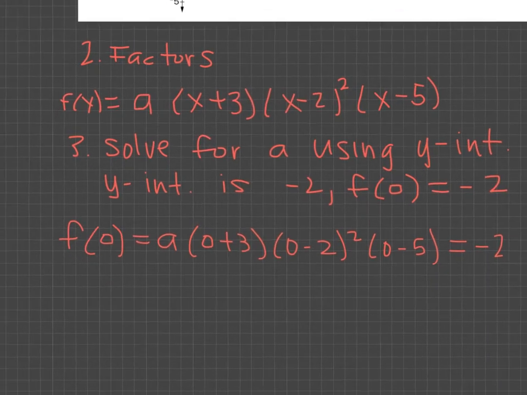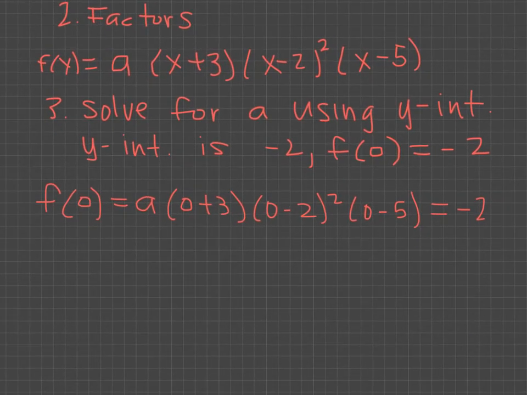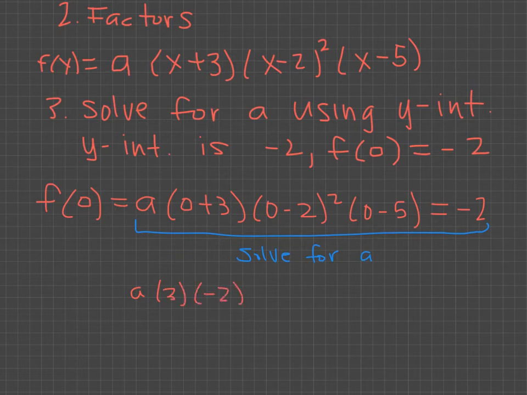Okay, so we can just focus on this part right here. And this is what we're going to solve for A. So we've got this A out in front. And 0 plus 3 is just 3. 0 minus 2 is -2, and then that is squared. And then 0 minus 5 is -5. And that all equals -2.